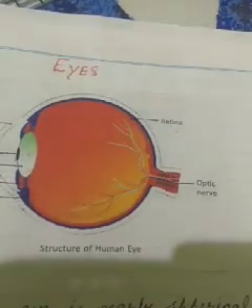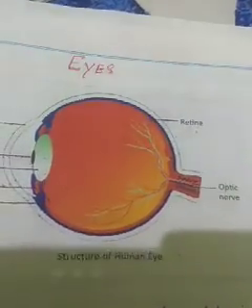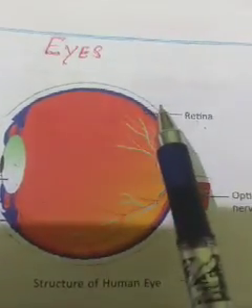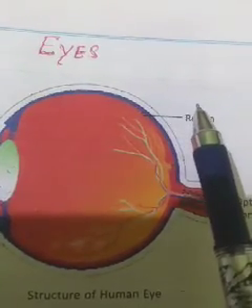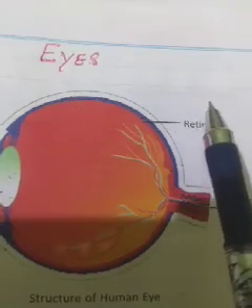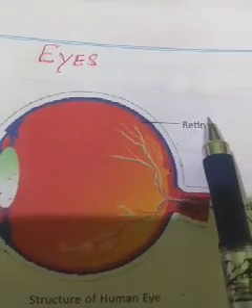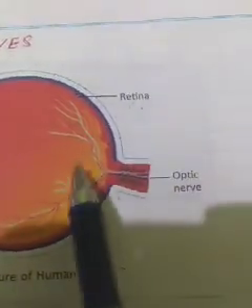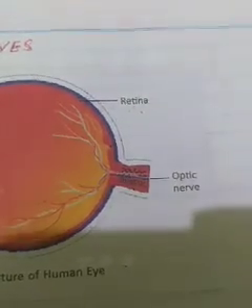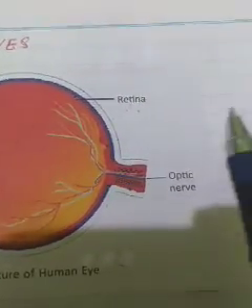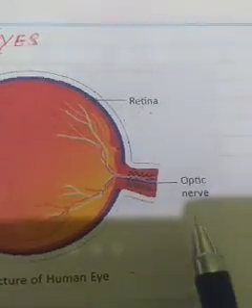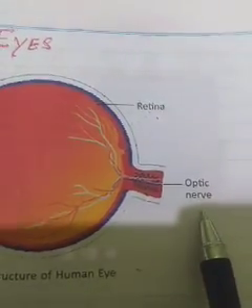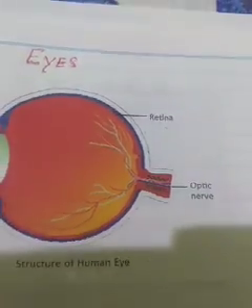And this is a light sensitive screen. When the light falls on the cone cells, they become sensitive, and they generate an electric signal and send this signal to the brain through this optic nerve. This optic nerve connects the eye with the brain. So we can easily identify the things that are present in front of us.